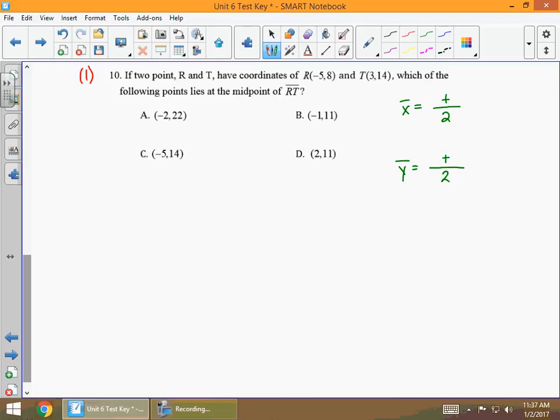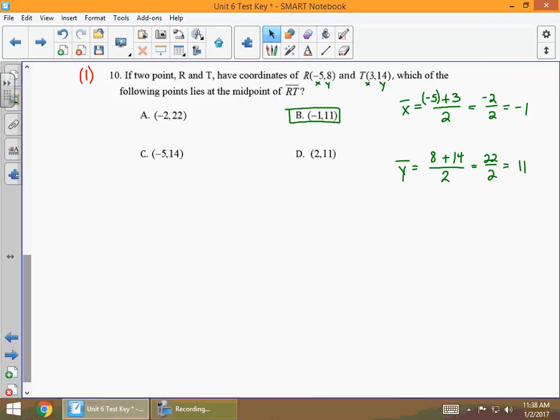So let's start with my x's. X, y, x, y. Add the x's together. Negative 5 plus 3 is negative 2. Divided by 2 is negative 1. And then my y values are 8 and 14. Add those together. That's 22 divided by 2, which is 11. So I'm looking for the point with the x value at negative 1 and the y value at 11. And that answer is B as in boy.